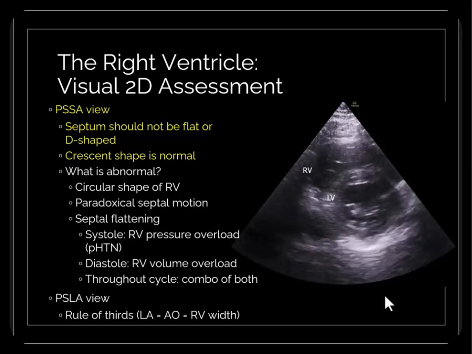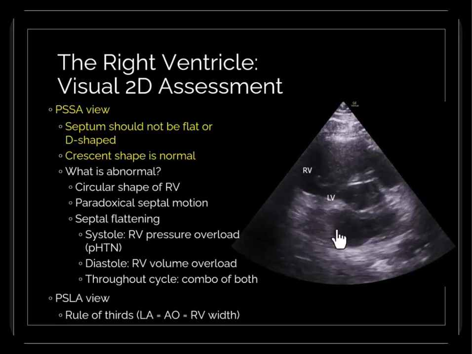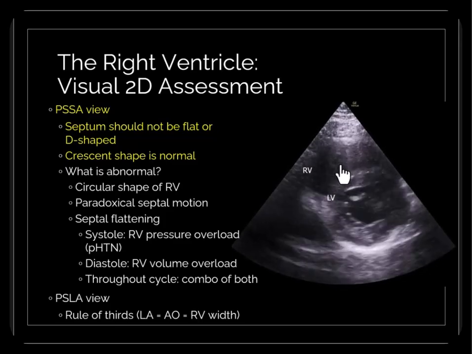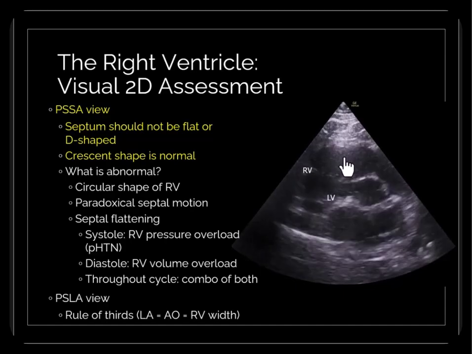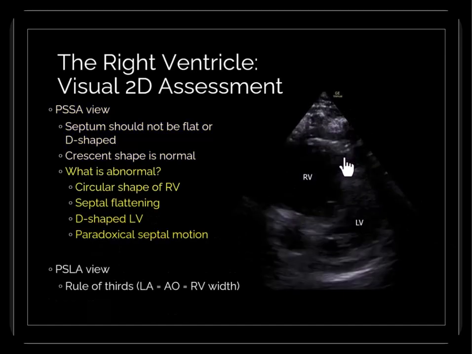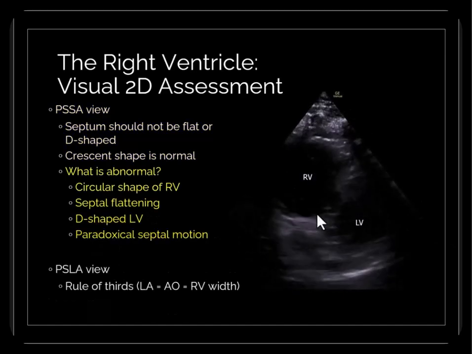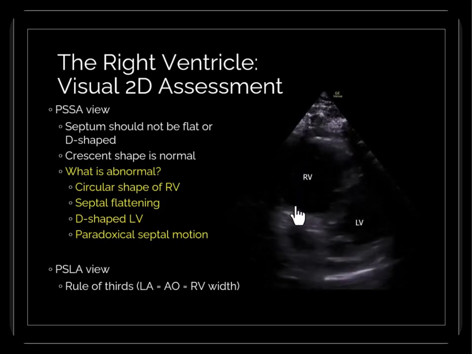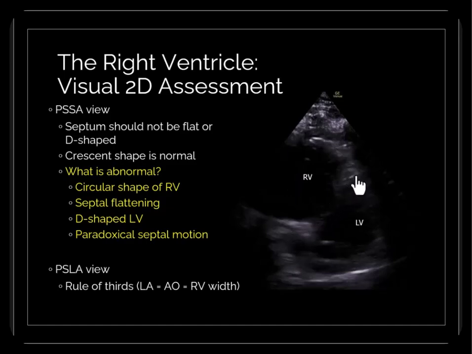The septum should not be flat or D-shaped. It should be rounded, consistent with a nice round left ventricle, and the RV should be crescent shaped. So what is abnormal and what does that look like? In an abnormal right ventricle, we have more of a circular shape to the RV, and the septum becomes more flat. Now, as you watch this example, I want you to look at the motion back and forth of the septum. As pressure in the RV increases, the RV becomes more circular.